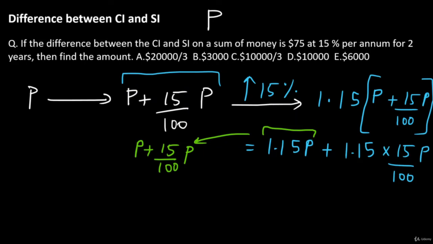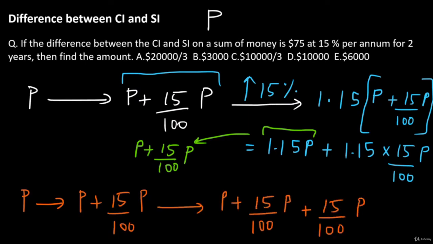Now let's see what happens in the case of simple interest. In the case of simple interest, P will change to P plus 15 by 100 into P after 1 year, and after 2 years it will become P plus 15 by 100 into P plus 15 by 100 into P, right? We have seen that in the case of simple interest, interest is always applied on the principal. Now let's try to understand the difference between what we have over here and what we have over here. So this is the case of compound interest and this is the case of simple interest. We need to find the difference of these two because that's what is given over here.